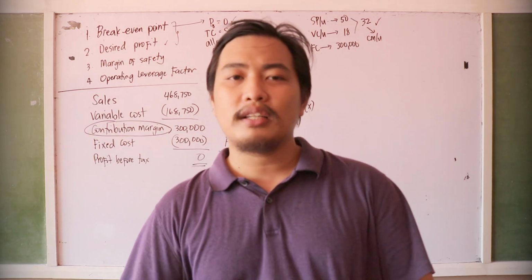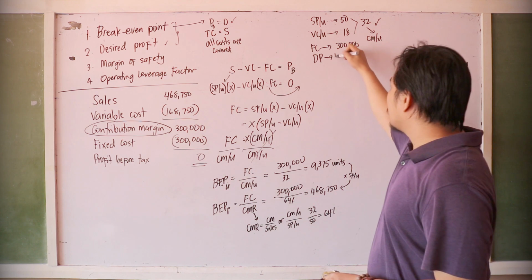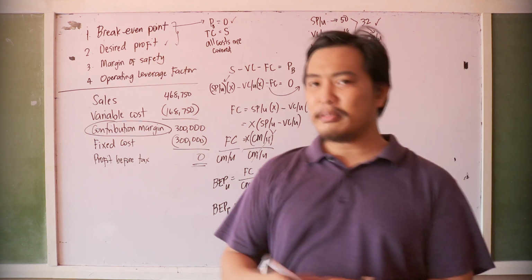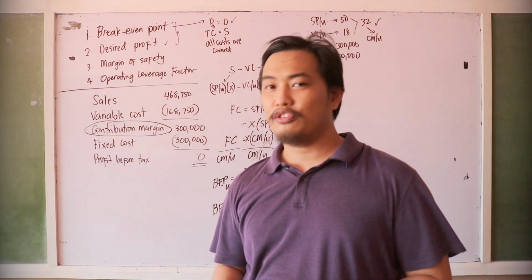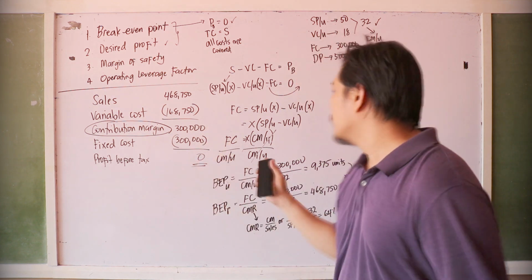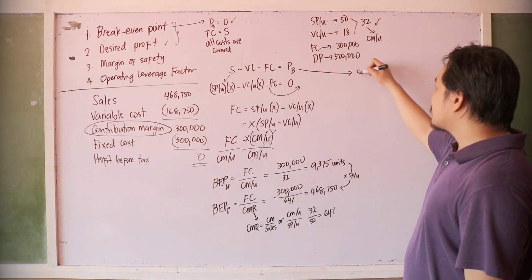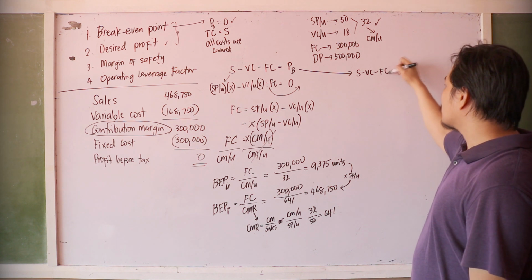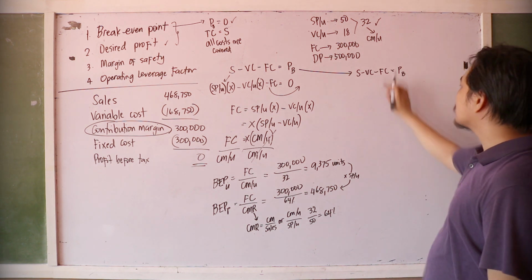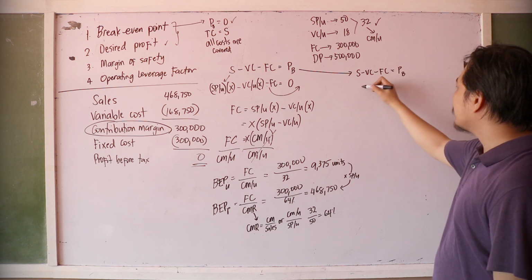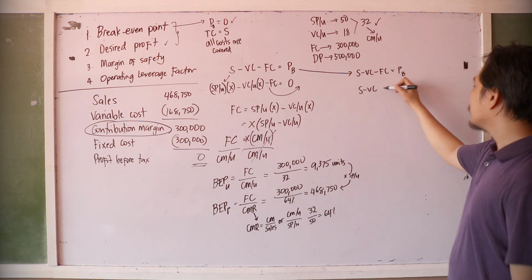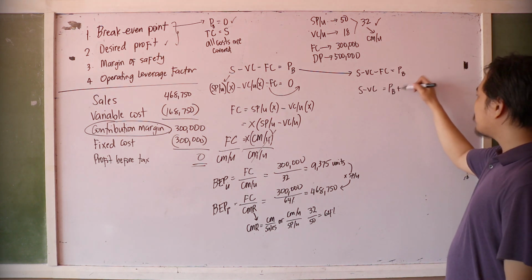So, gusto ko magkaroon ng desired profit na let's say 500,000 pesos. How many units am I going to sell? Good for planning purposes din ito. Let's go back to this equation here. Sales minus variable cost minus fixed cost is equal to profit before tax. Move natin si fixed cost dito, magiging sales minus variable cost is equal to profit before tax plus fixed cost.